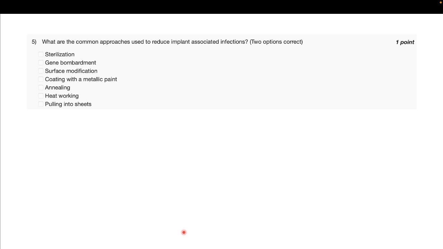Anybody wants to volunteer? We have been talking a lot about these concepts, so it should be easy to answer. Surface modification. Okay, you have one option and you want to choose another. We have to choose two options. Sahil, 1 and 3. Okay. Sterilization. Yeah, I think both of you are correct. The correct answer is sterilization and surface modification.